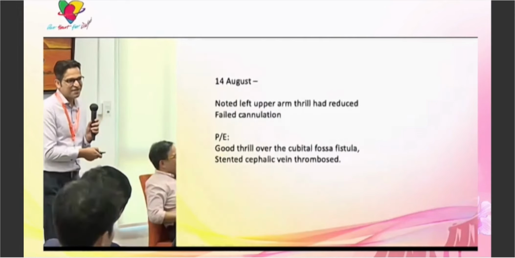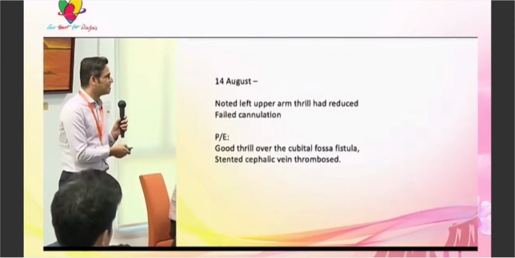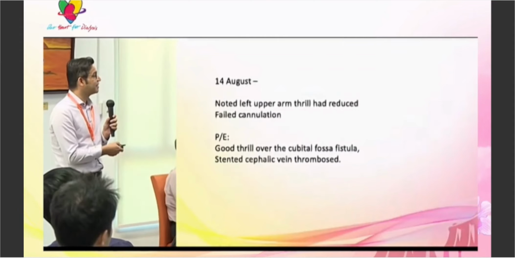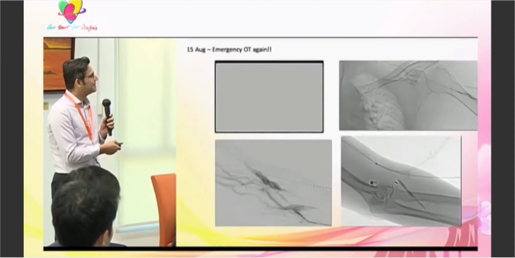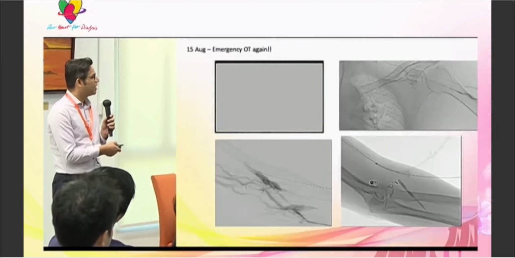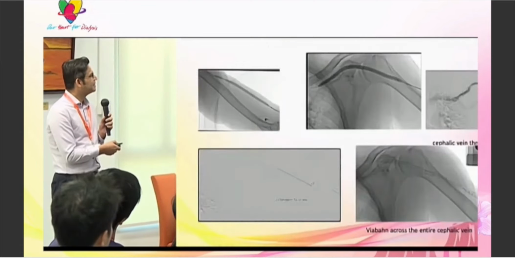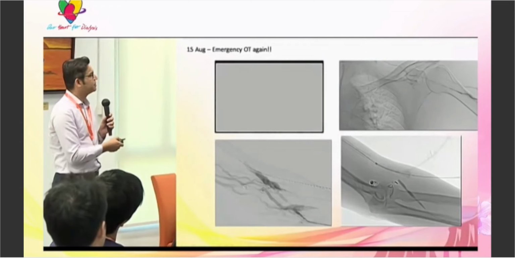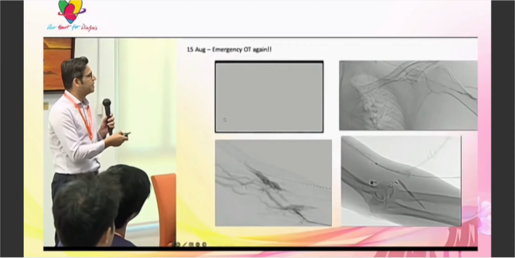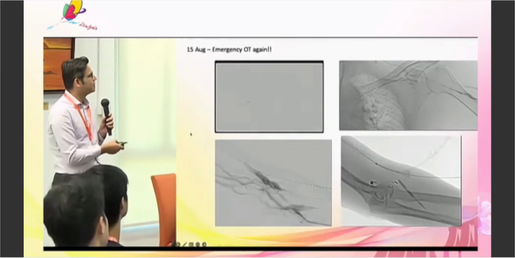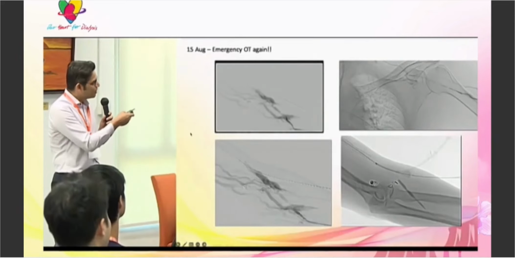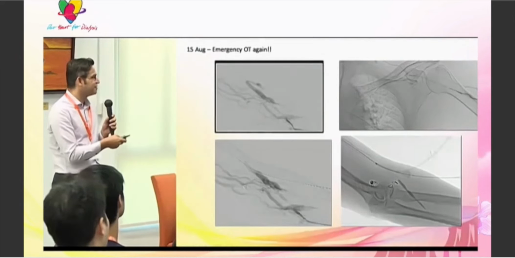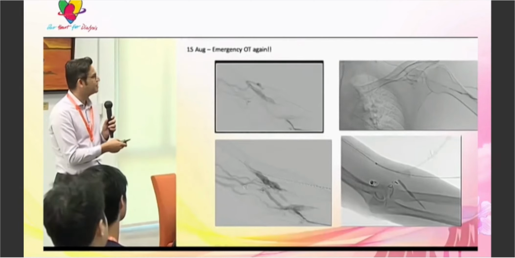He presented in August. This time again the same thing, no thrill, failed cannulation, again brought through the hybrid OT. Can you help me play the first video? By now, I think we are quite familiar with how his angiograms look. The same story, contrast goes there. It ends in the cephalic vein, multiple small hairy channels.